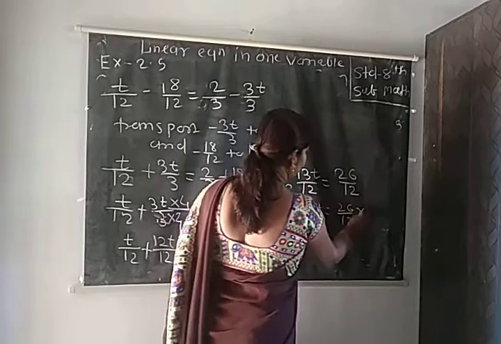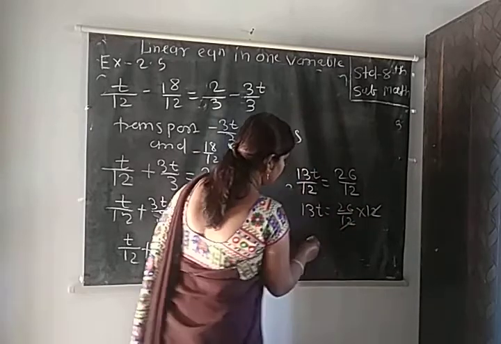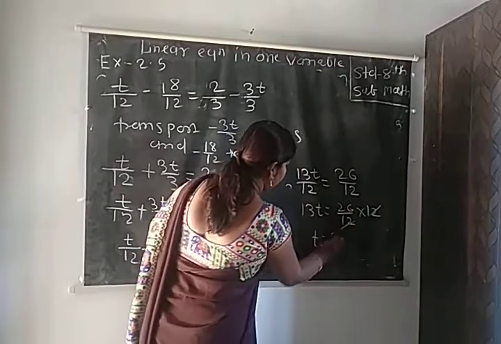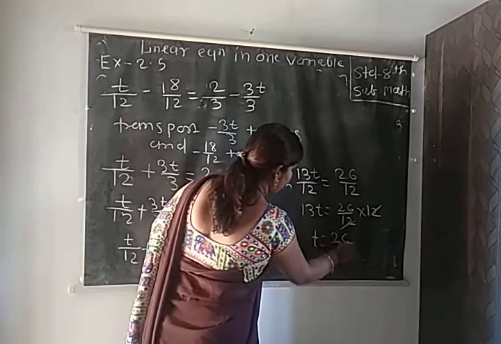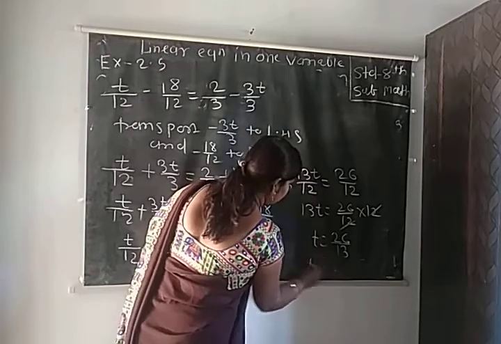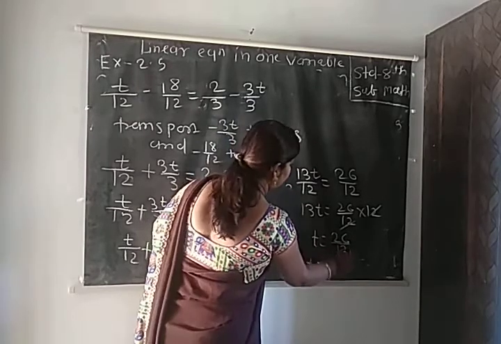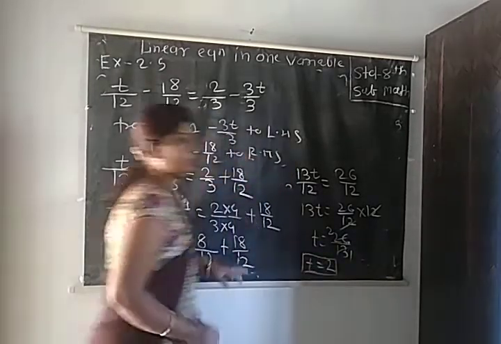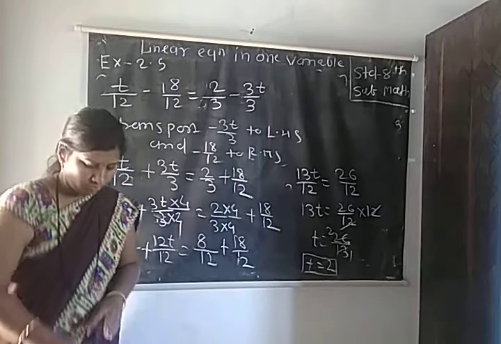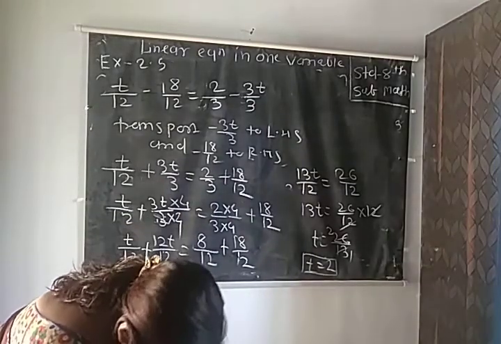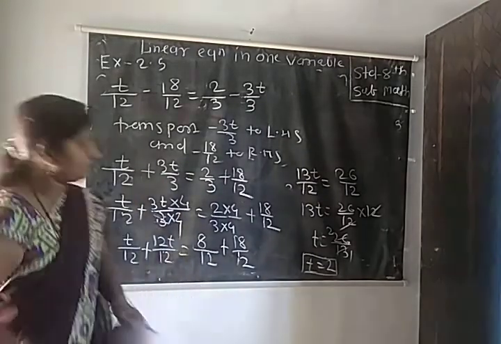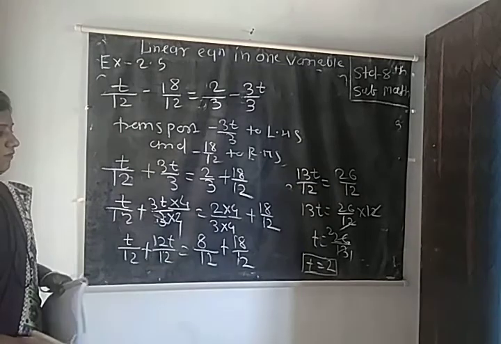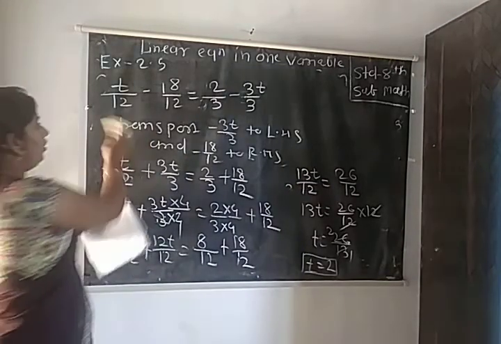Transposing 12, the 12s cancel and 13t is equal to 26. Transposing 13, it divides, so t is equal to 26 upon 13. 13 twos are 26. So what is the answer? t is equal to 2. Okay, now this is your example and this is the solution of this equation: t is equal to 2.